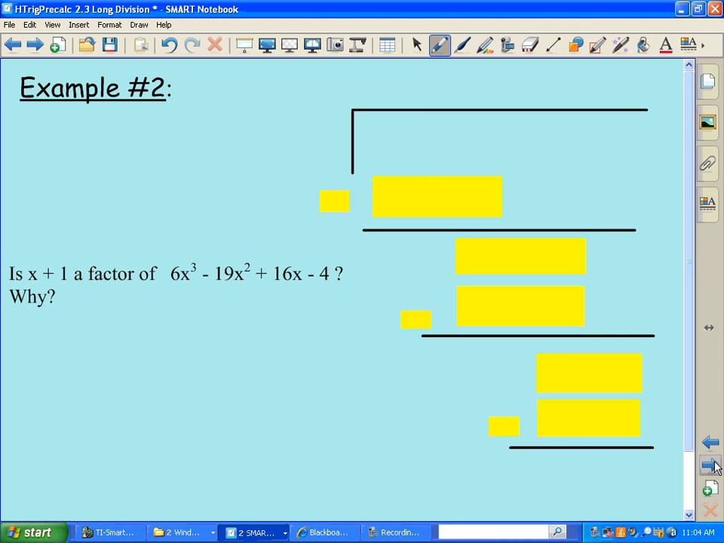It's the same exact problem again. But we're going to see what happens with this x plus 1. Is it a factor or is it a 0? How do I know? Why not? So we're dividing with x plus 1. 6x cubed, negative 19x squared, 16x, minus 4. See if you can work through that problem.